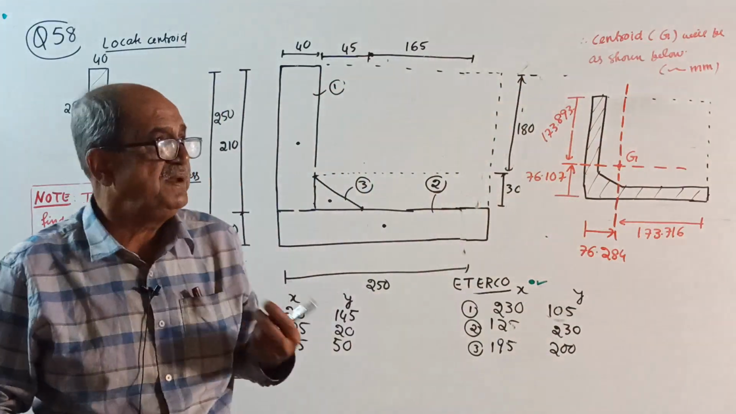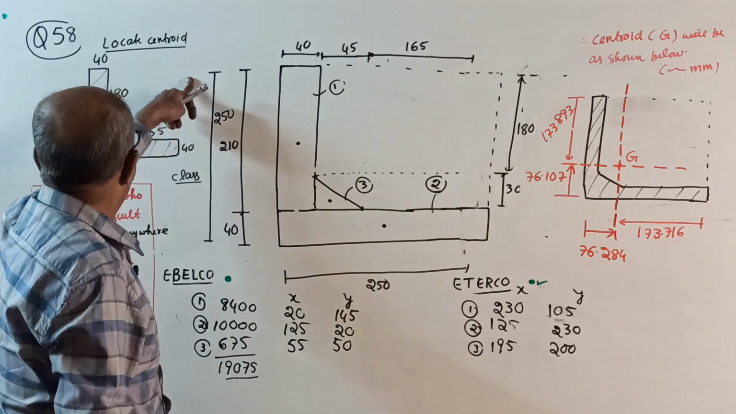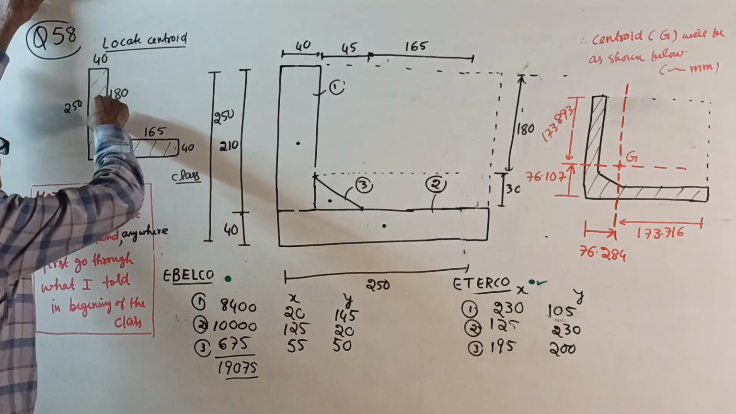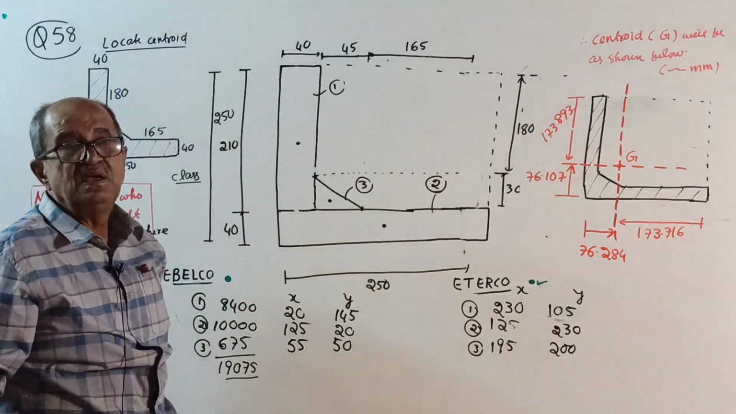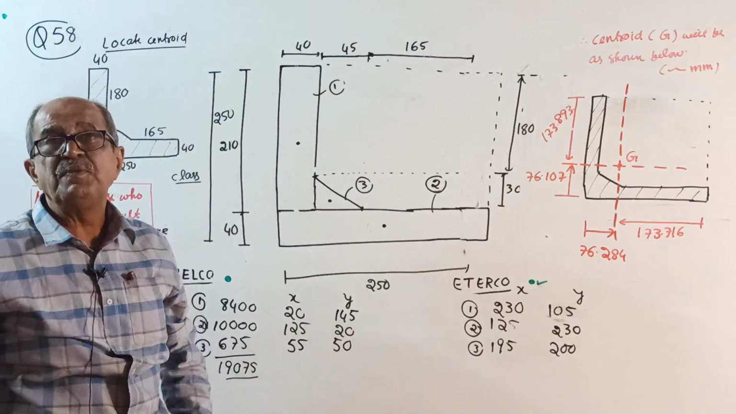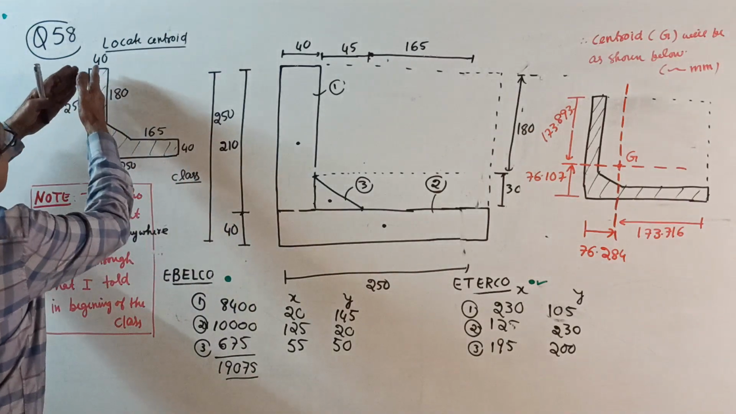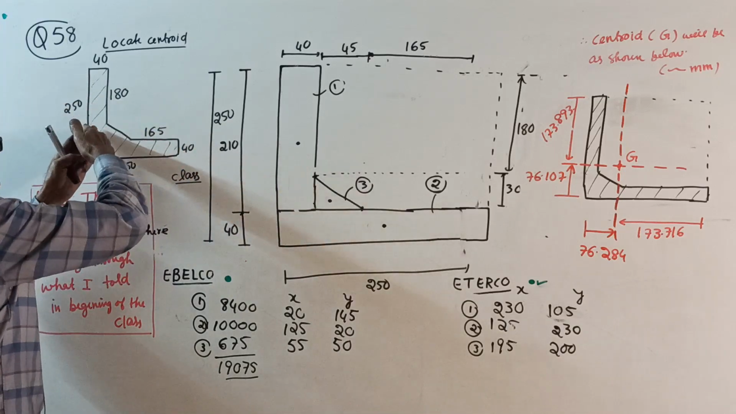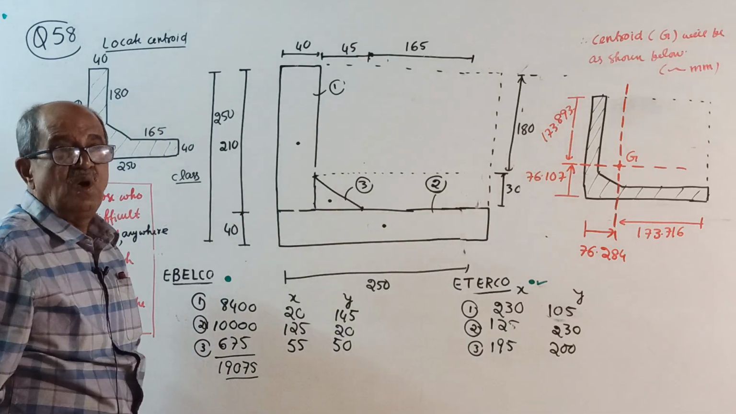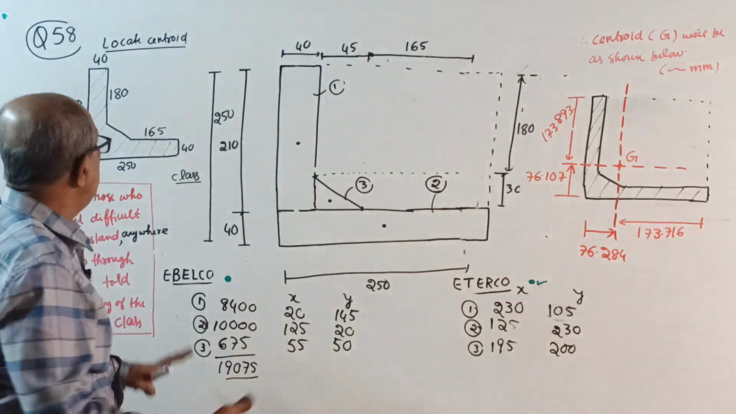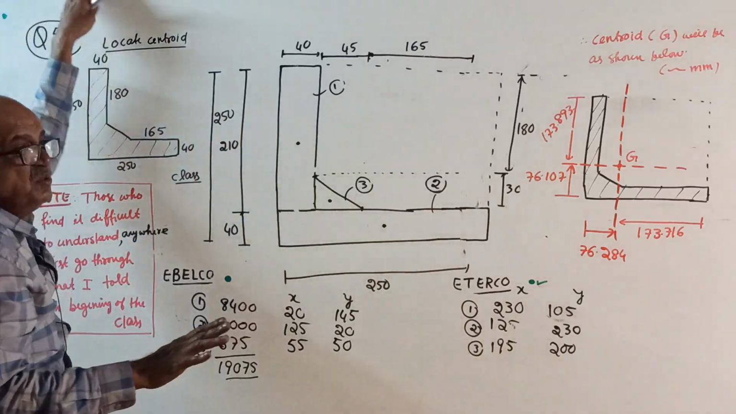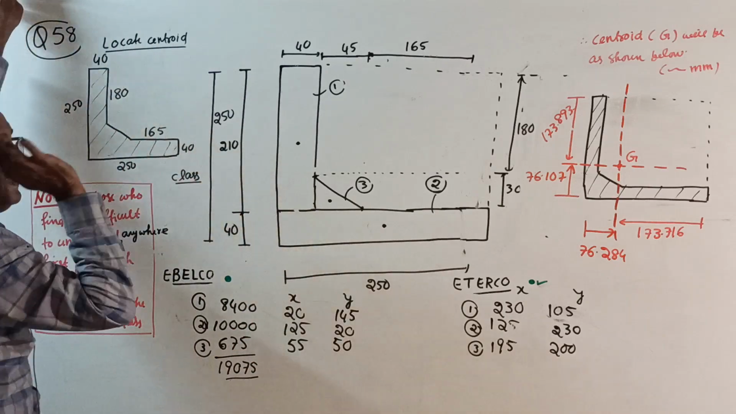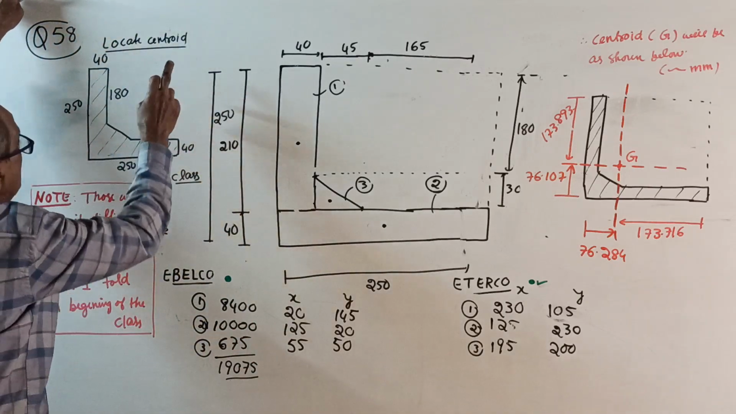Question number 58. This is like an angle section, but here it is a little flared up. Sometimes this is the cross section of a dam: vertical portion, horizontal portion, base slab. Here, for some reason, they give more area. Or a retaining wall. Anyway, for those studying engineering mechanics, it is a sketch of a given lamina. Locate the centroid as usual.